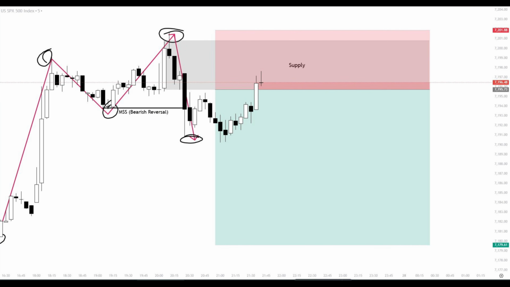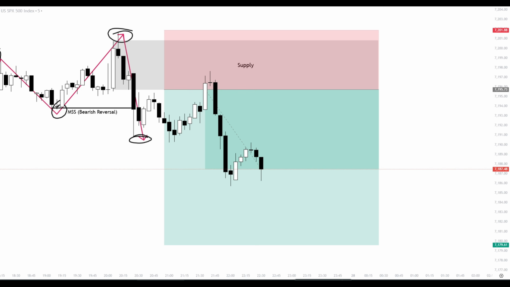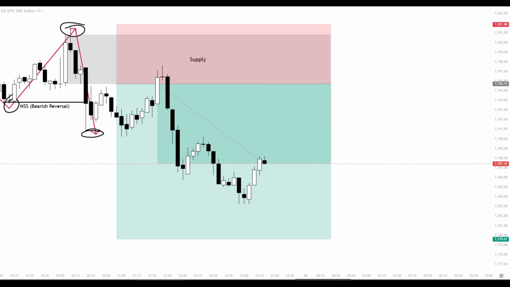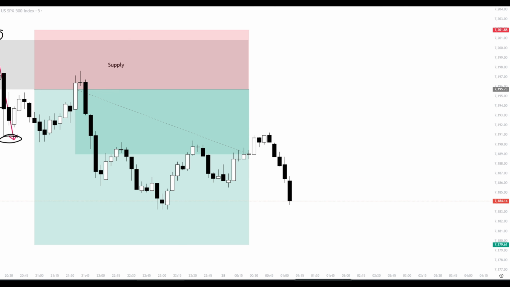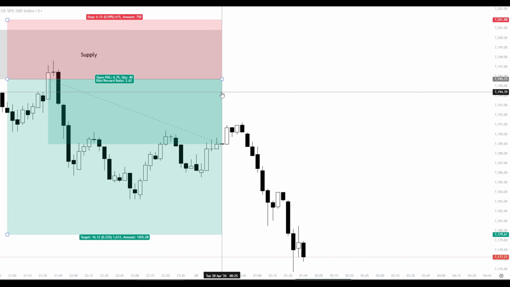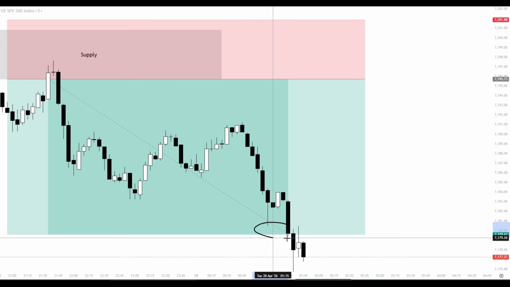Price hits into the supply, opens the sell setup, and it quickly drops down. So we only need this price action to keep going like it is right now, because eventually it will get closer and closer to the take profit target. And finally closing on the take profit.